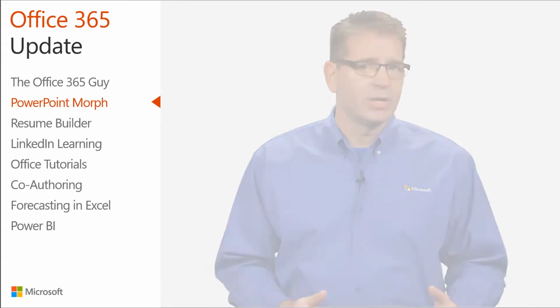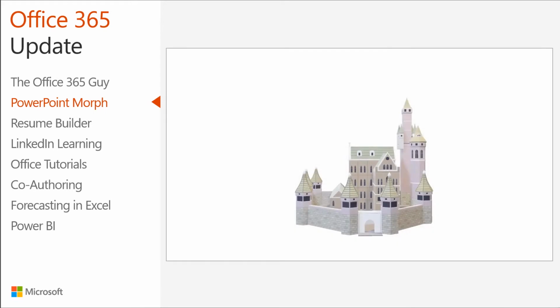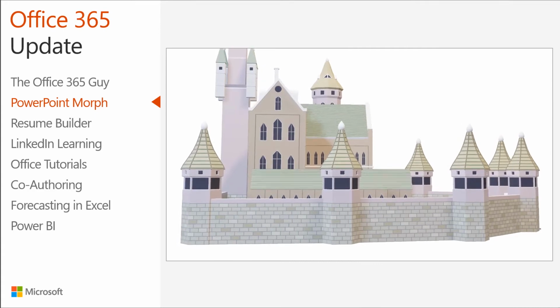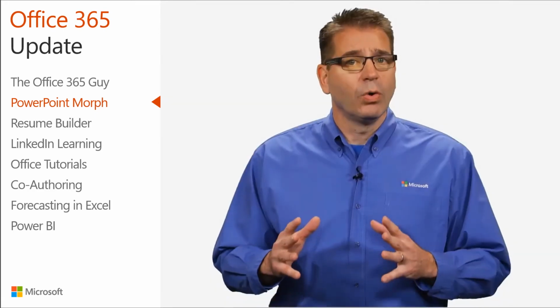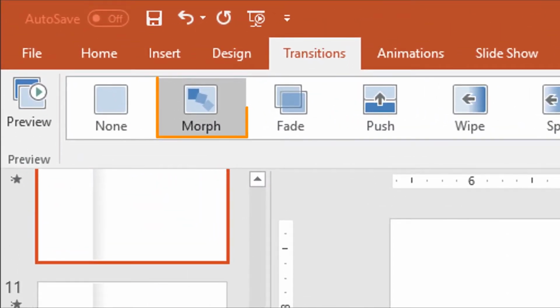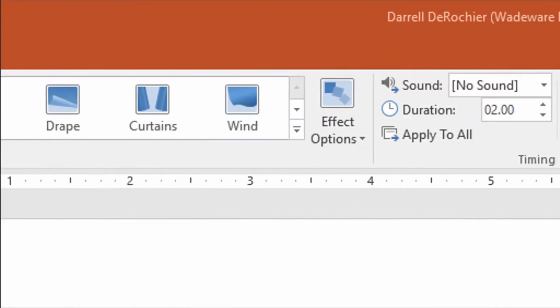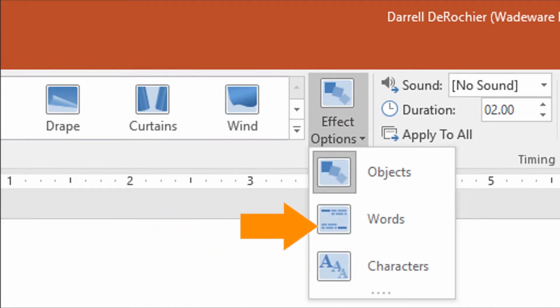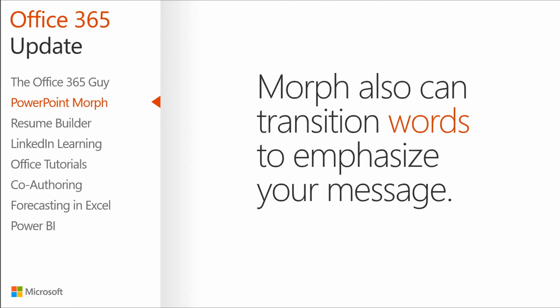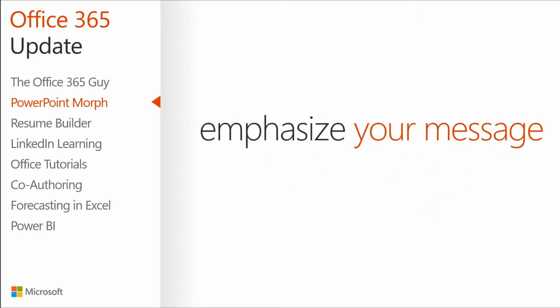In the October video, I briefly showed you how you could combine Morph with 3D graphics to create smooth, cinematic transitions in PowerPoint. Did you also know that Morph has special capabilities when it comes to text? When you select the Morph transition, there's a drop-down on the right to select text-specific Morph effects. These options enable you to move and transition words on your slide to emphasize your message.